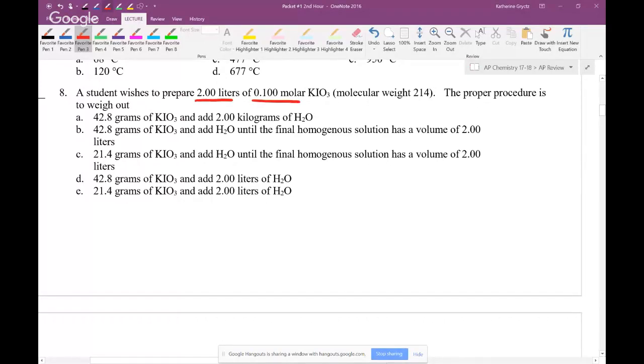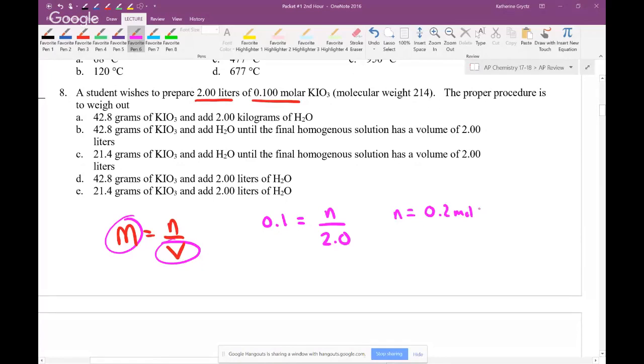Well, you've got to remember that molar is N over V, and they're telling you the V, and they're telling you the big M, but how you actually go make it, you're probably going to have to weigh something out. So we know this is 0.1, and then the volume is 2. So N is going to be 0.2 moles. We can't weigh out moles, so we have to convert to grams, and they told us the molar mass, 214 grams over 1 mole.